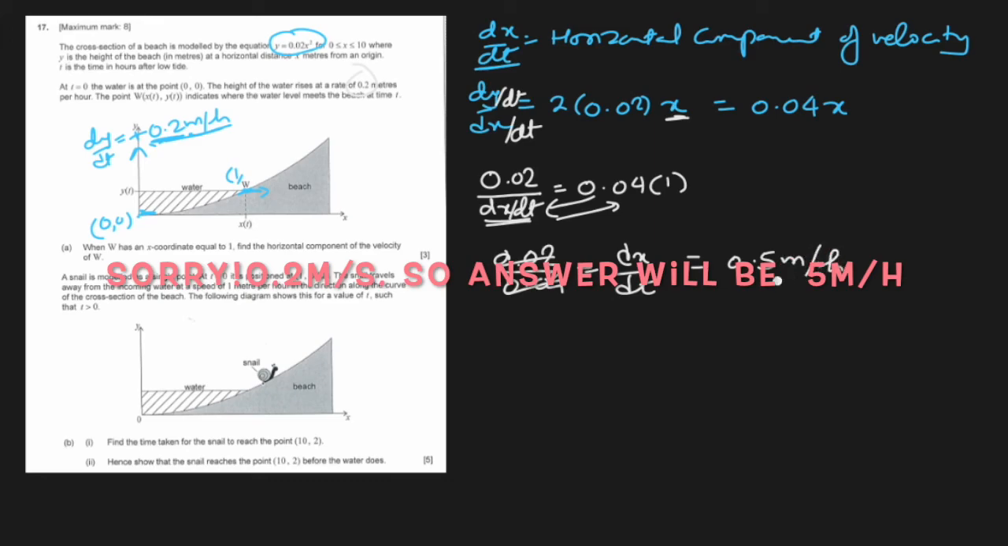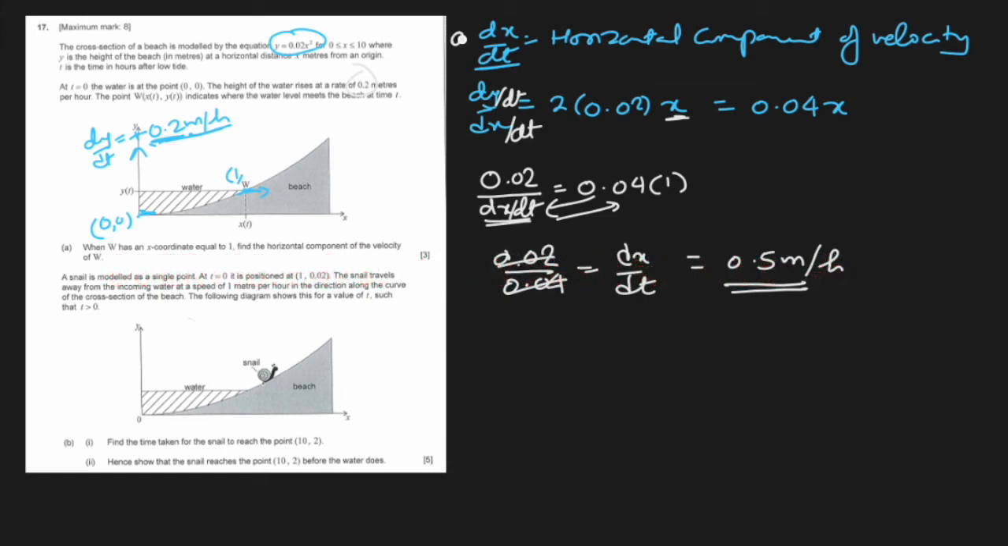meters per hour. The same unit we have to write because it is meters per hour. This will also be meters per hour. So A part is done. What about B part?